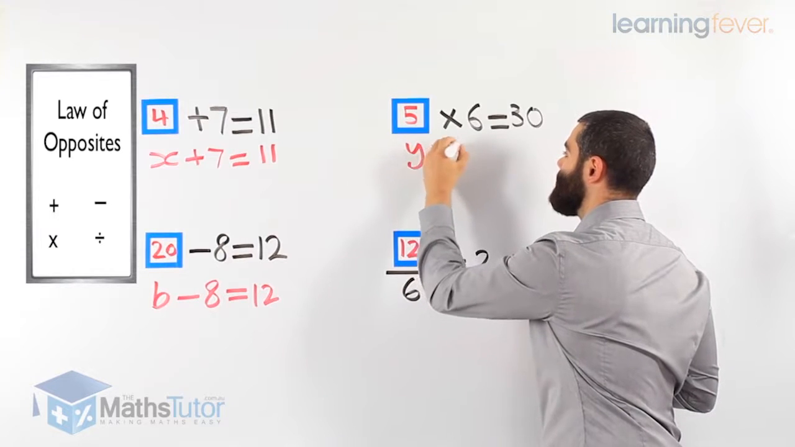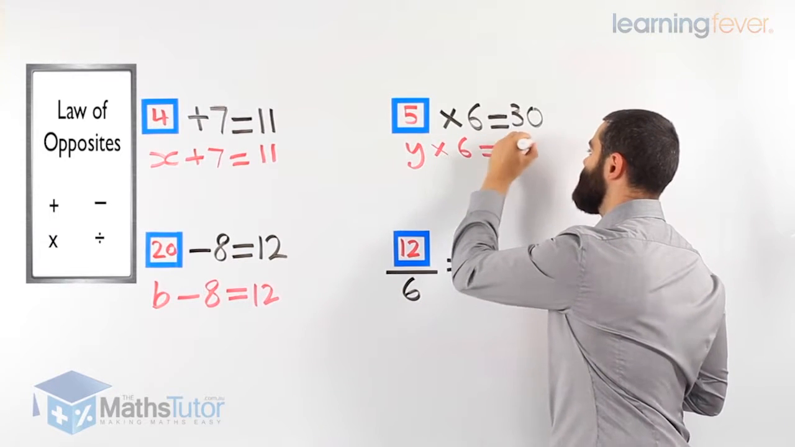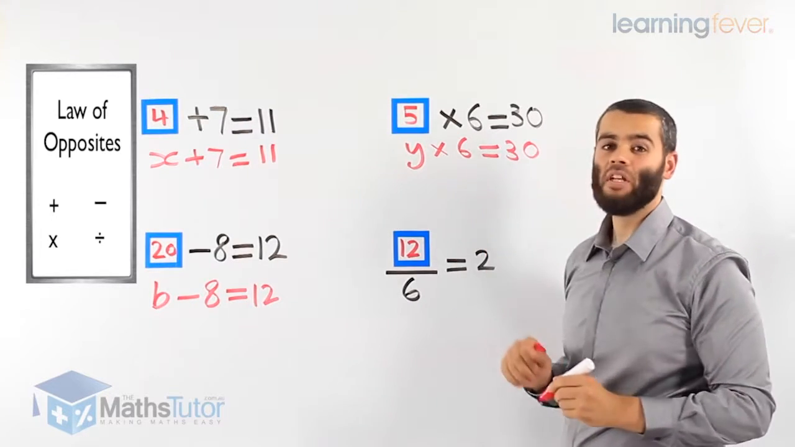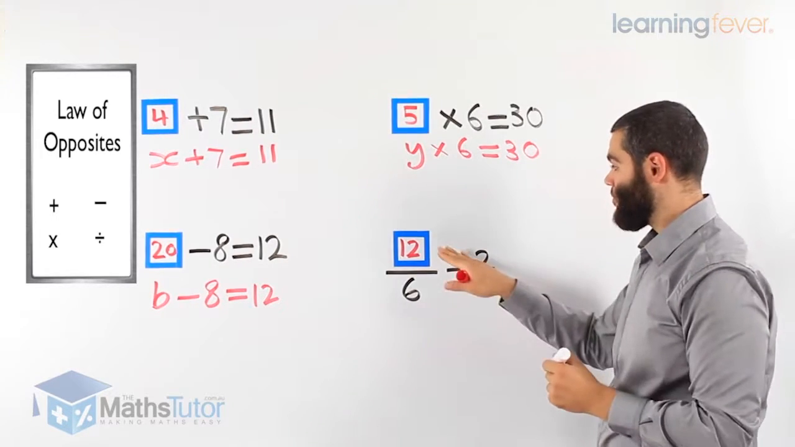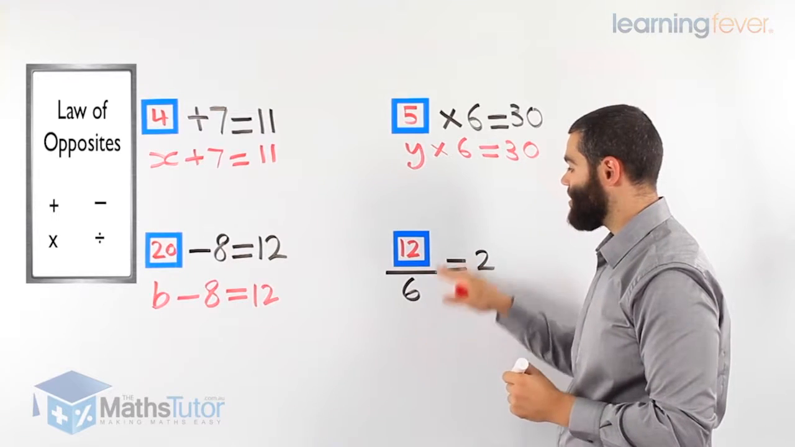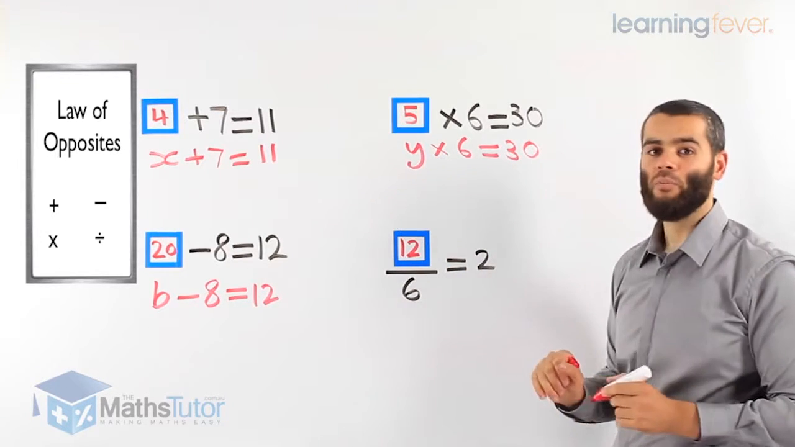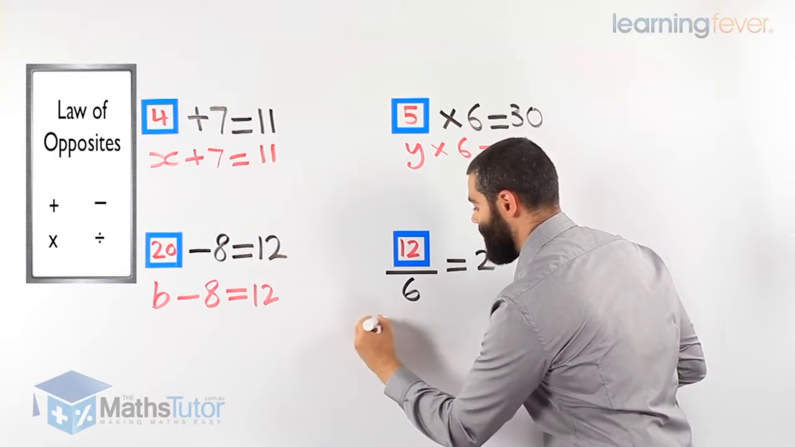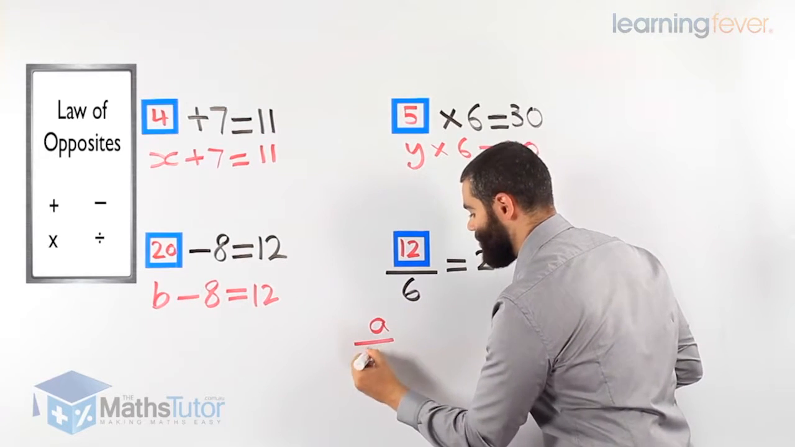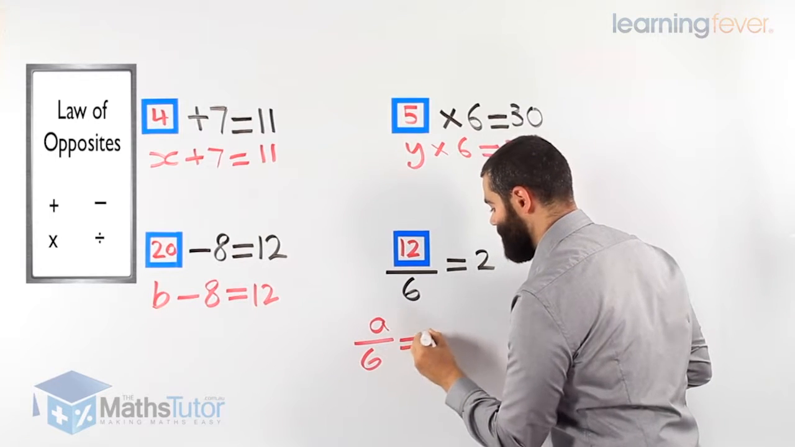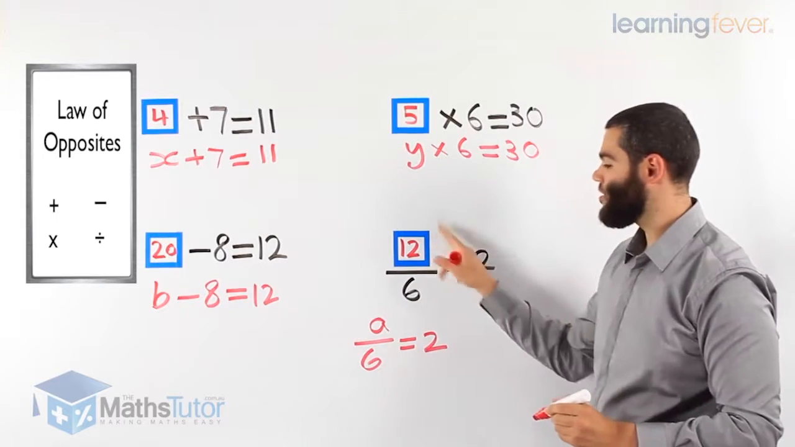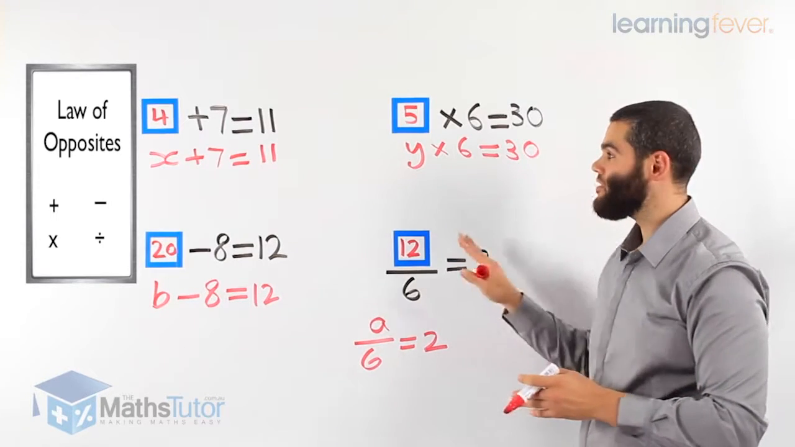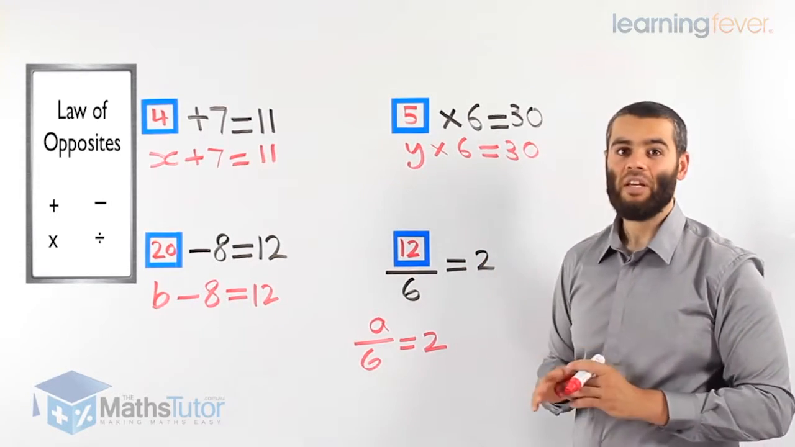y times 6 equals 30. y times 6 is 30. y is a missing number. We need to find it. Something divided by 6 equals 2. We know that this is a box. We don't like to put a box, too babyish. Let's put an a divided by 6 equals 2. So replace the box with an a. Now this is equations. If you understand that, the rest is going to be easy.